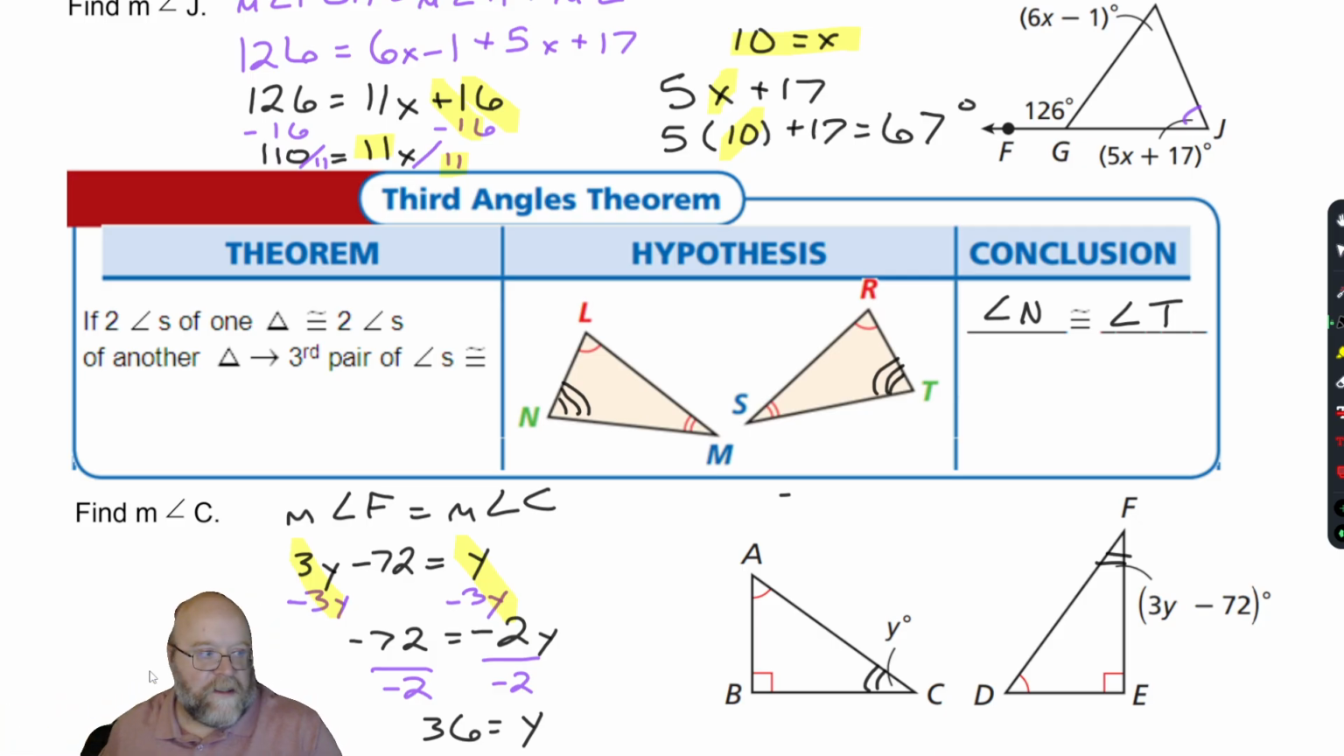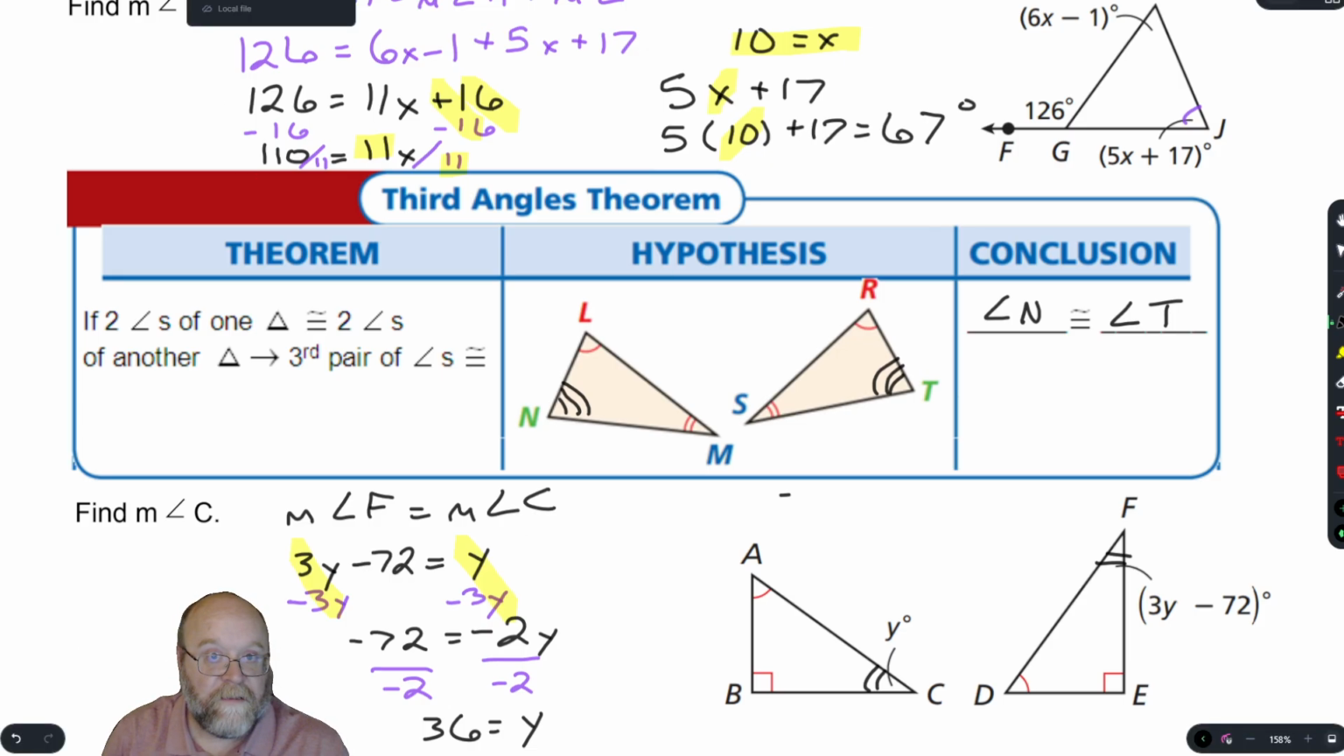Well, angle C is 36, but what would angle F be? If you didn't instantly say 36, come on now. They're equal to each other. That was the whole point. All right, so that's the end of this lesson.